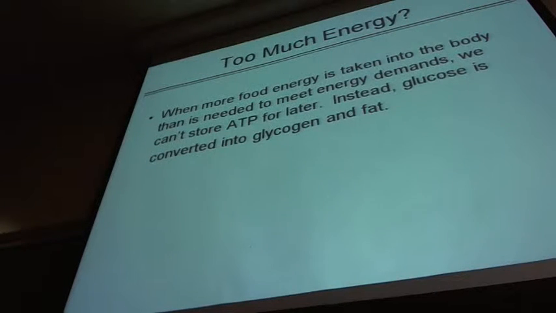Okay, too much energy. When you take more food in, you only store so much ATP, and it's only a few grams. It's not that much. So your body stores 80 to 90 grams of glycogen. The rest of it is stored in fat. So when your adipose cells, your fat cells say, hey, I got all this extra glucose, I've got all the ATP that I need, I'm going to make fat. And it stores it in fat.